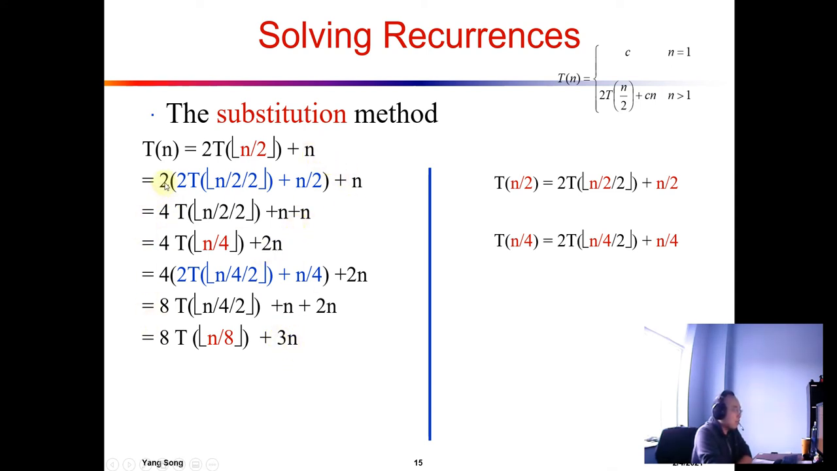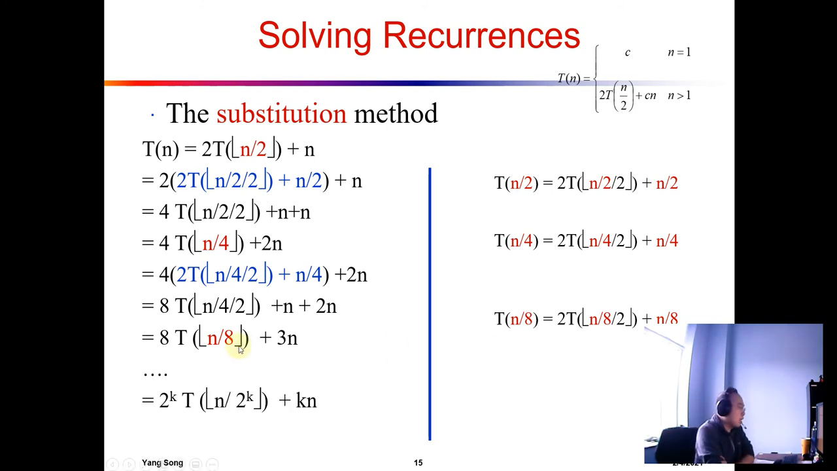And at the very beginning, we have 2, and then we have 4, and then we have 8. And for this term, n divided by 2, n divided by 4, n divided by 8. So we can continue to solve n divided by 8 and so on. But if you have already seen this pattern, how about we just replace the 2, 4 and 8 with a pattern.